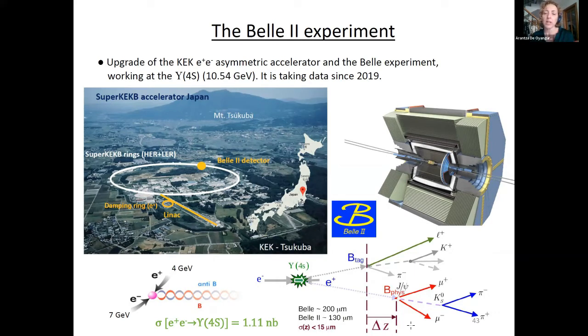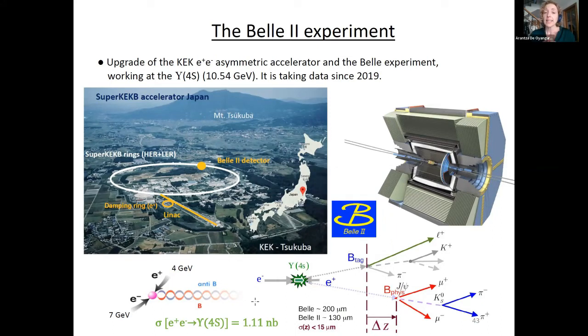Before the B factories, you had CLEO, and then you have another experiment where you have the epsilon 4S, which was just produced at rest. The epsilon 4S, this resonance, which is a b-bbar quark state, has a mass of 10.58 GeV. When you create this resonance, the epsilon 4S decays into a B meson and an anti-B meson, with a cross section of about one nanobarn.